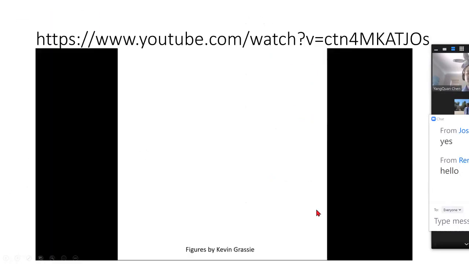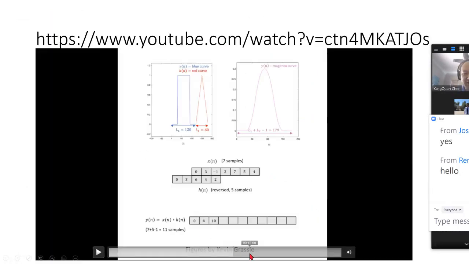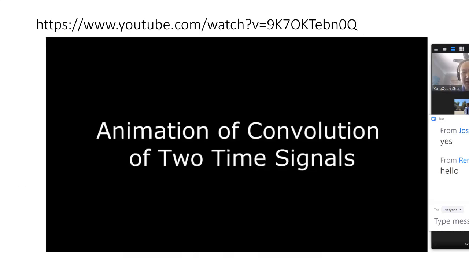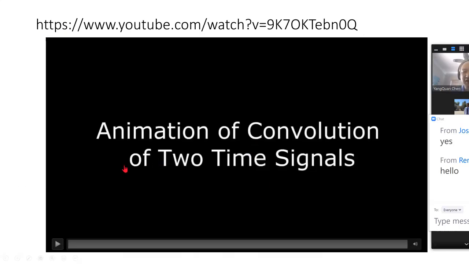So let us come into here to see. You can see add one by one, add all those sigma, all those things together. So this is how discrete convolution works.